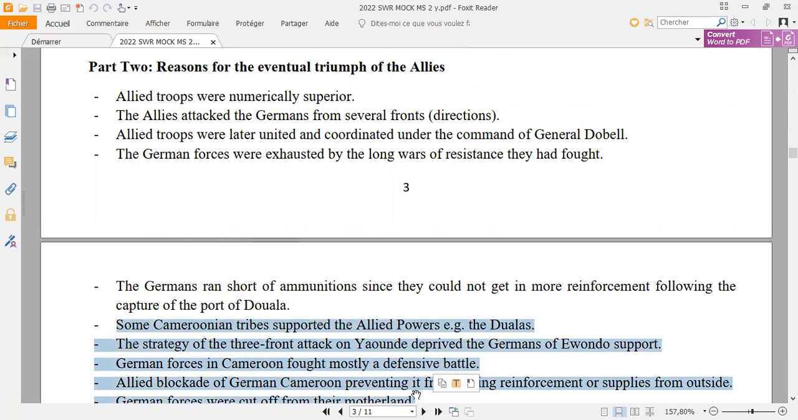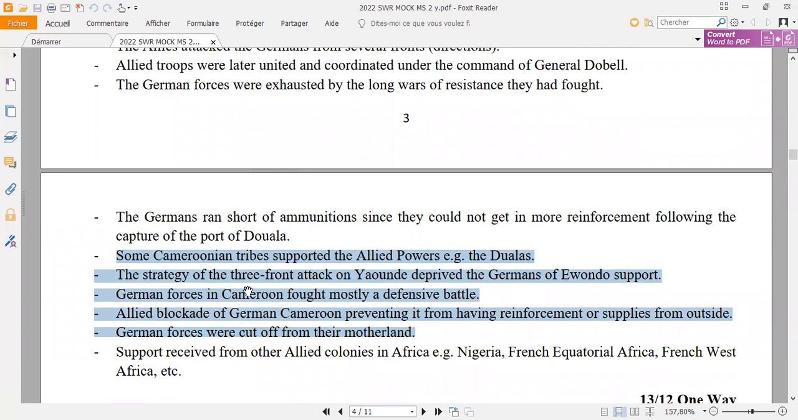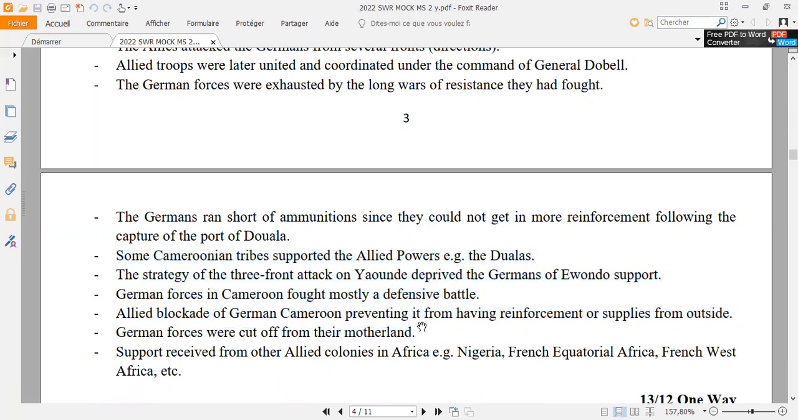Some tribes supported the Allied powers, for example, the Douala. You have the strategic three-front attack on Yaoundé, which deprived the Germans of Ewondo support. German forces in Cameroon fought mostly a defensive battle. The Allied blockade of German Cameroon prevented it from having reinforcement or supply from outside. German forces were cut off from their motherland.